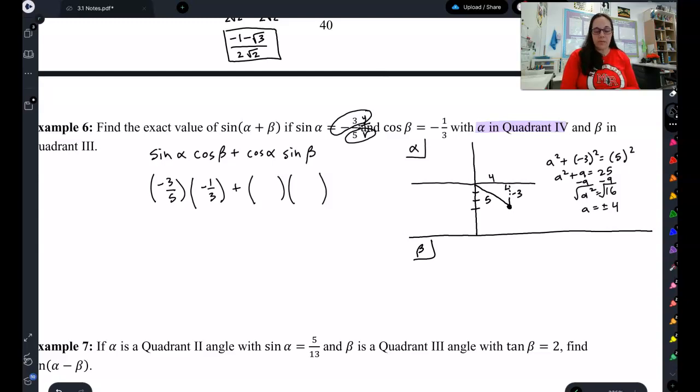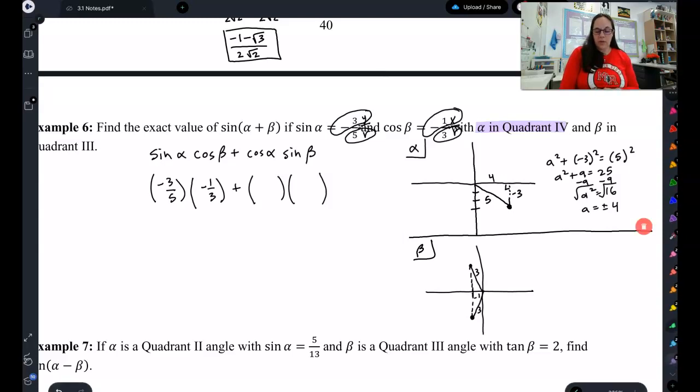And now we can do the same thing with beta. So here I have cosine is negative 1/3. So cosine is x over r. So that gives me my x value is negative 1 and my r value is 3. So right there is an x value of negative 1 and an r value of 3. However, there's one other place where this also works. Right there also has an x value of negative 1 and an r value of 3.